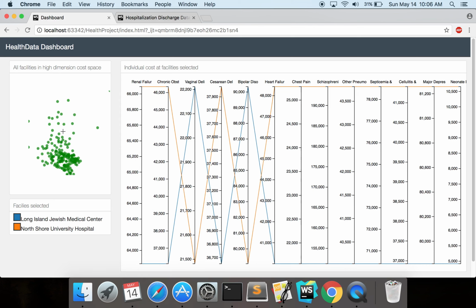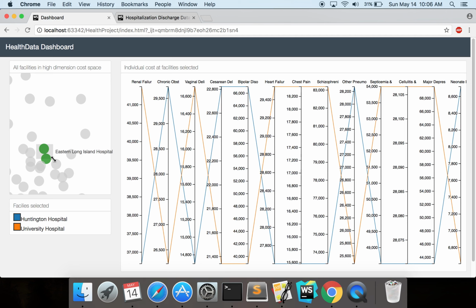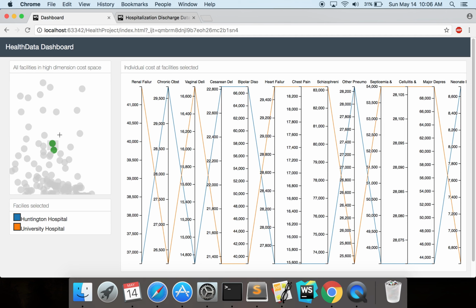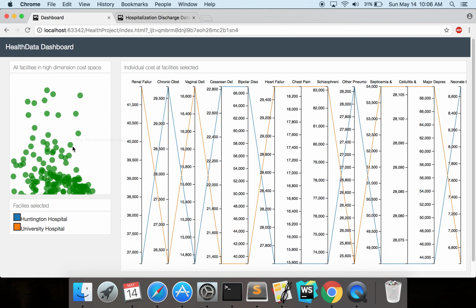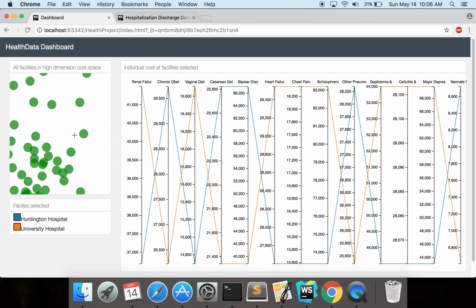We can also zoom in and zoom out to capture two points which are very close together if we want to compare them. So this is what we can do. You can actually zoom in, zoom out. You can hover over the facilities to see what is the name. So this was the completion of the first dashboard that I was building.